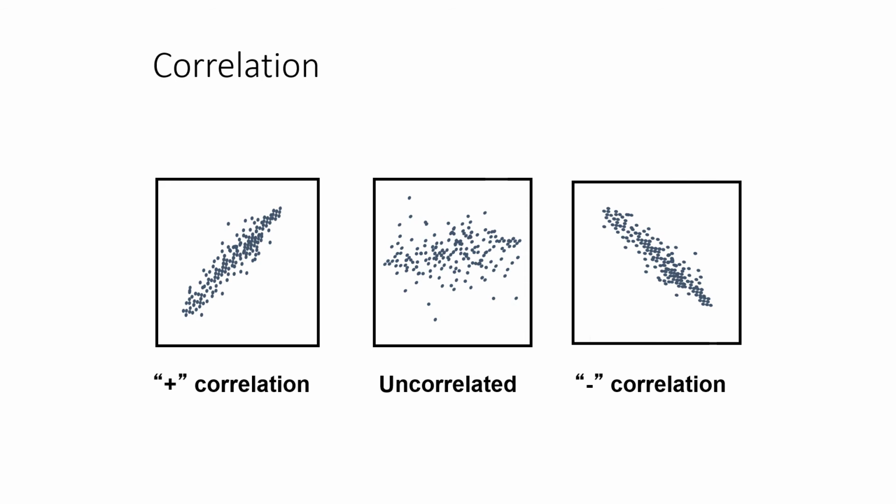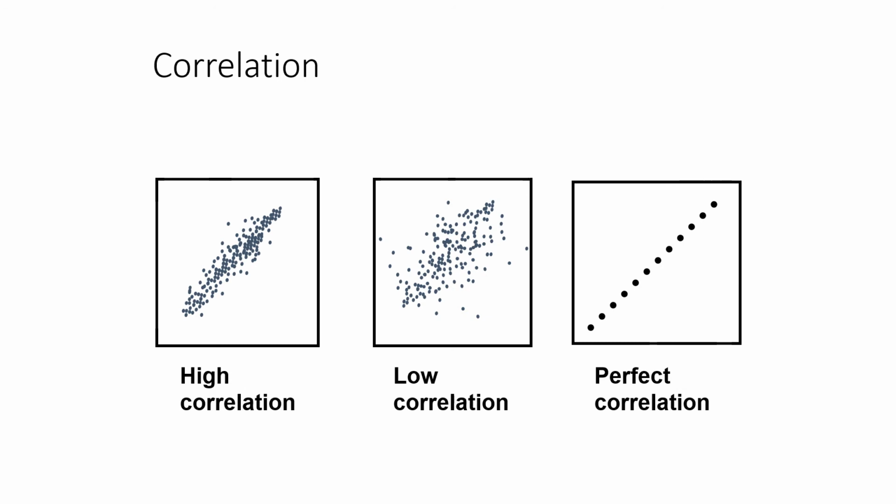Now, the quality of correlation is something that is also important. Here are some examples. We can have high correlations, we can have low correlations, and we can have perfect correlations. The correlation between husband's age and wife's age is highly correlated. Probably the correlation between husband's weight and wife's weight is poorly correlated. Perfect correlations are things that we almost never see, but they do occur in certain physical phenomena.